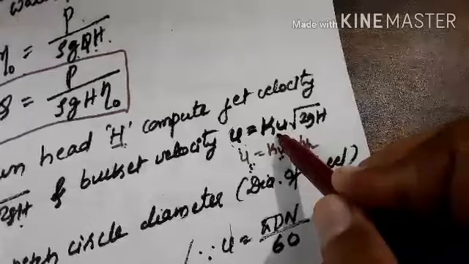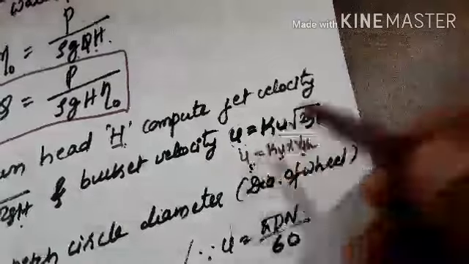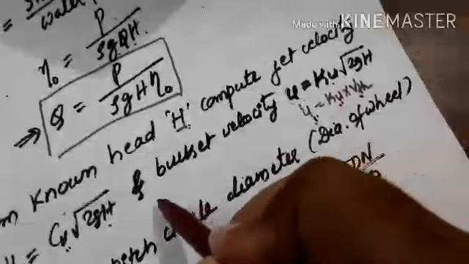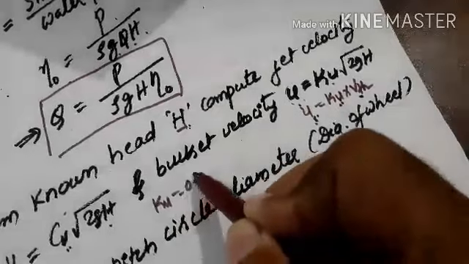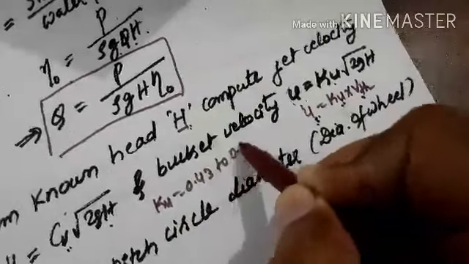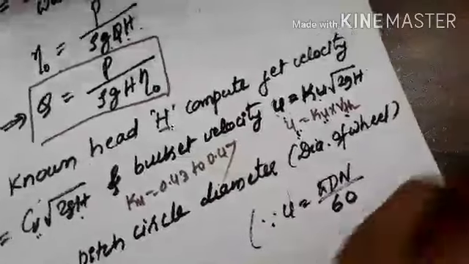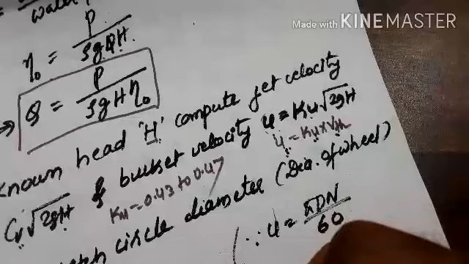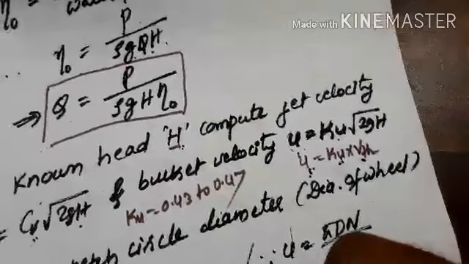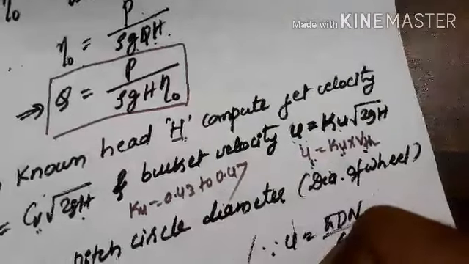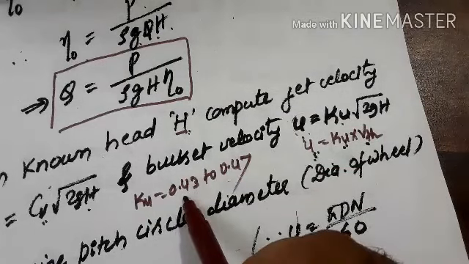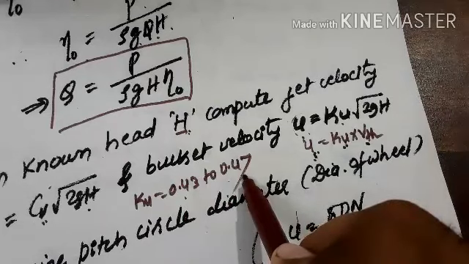And this Ku is to be assumed; as we know, the value of Ku generally lies between 0.43 to 0.47 or 0.48, and theoretically its value is 0.5, but that 0.5 is not actually possible because of some practical problems, so we need to take between 0.43 to 0.47.